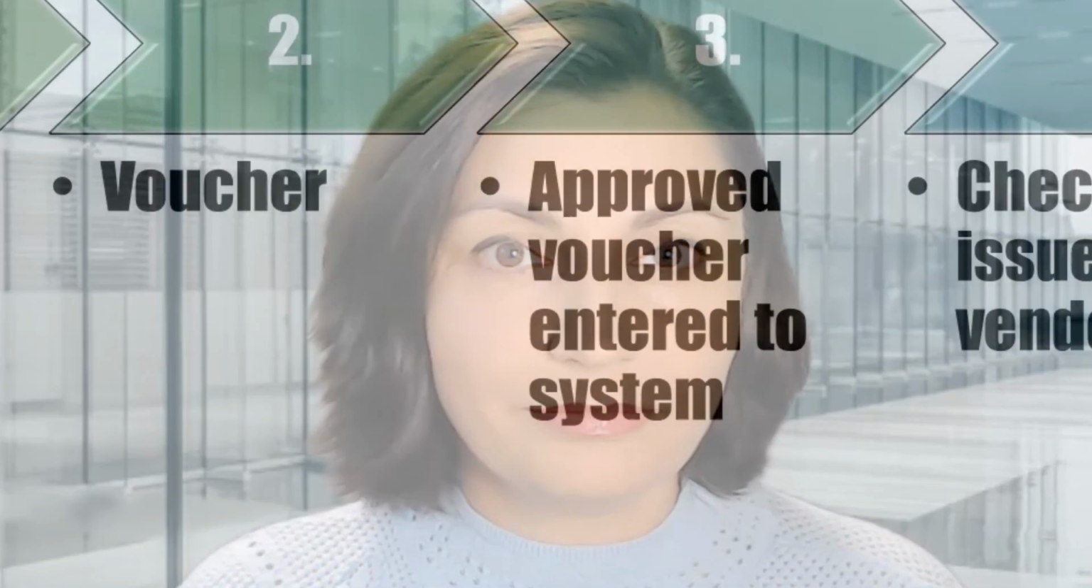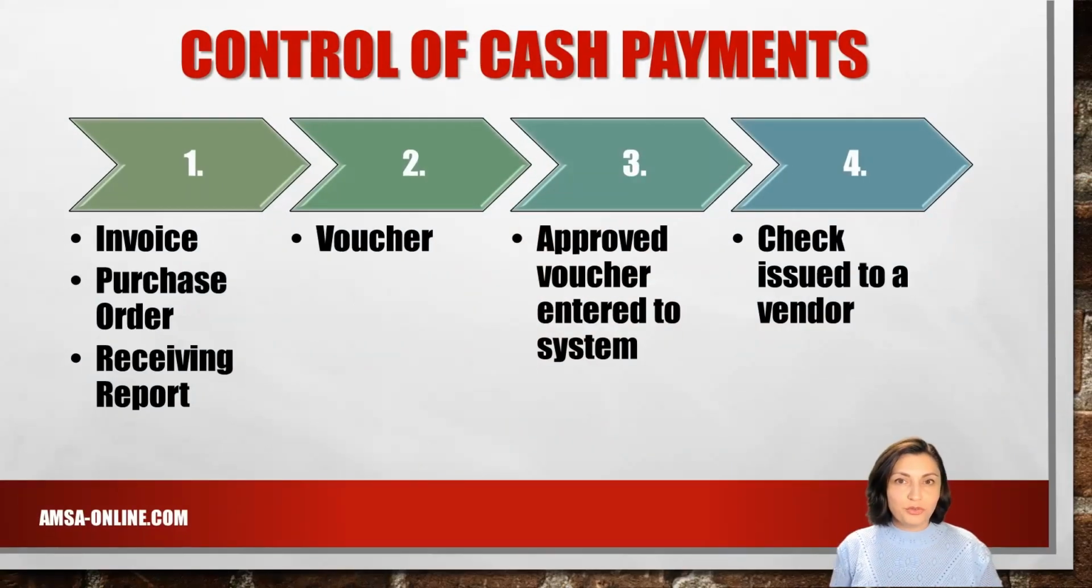Now, let's talk about payments. Internal control over cash disbursements should provide reasonable assurance that payments are made for only authorized transactions and that cash is used effectively and efficiently. A voucher system is often used to control cash payments.